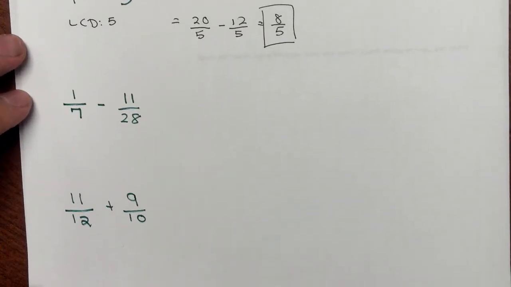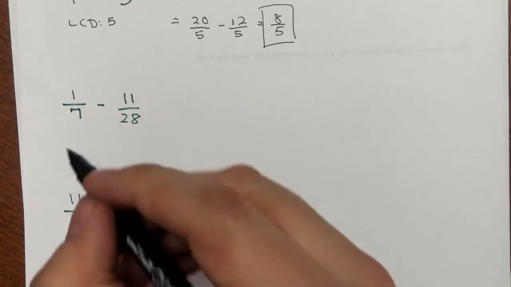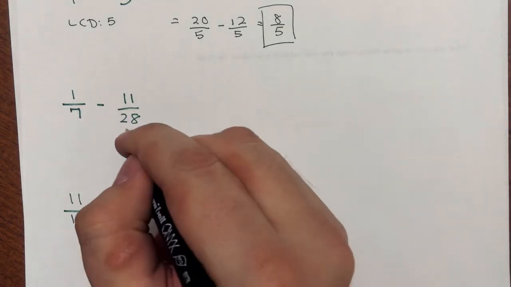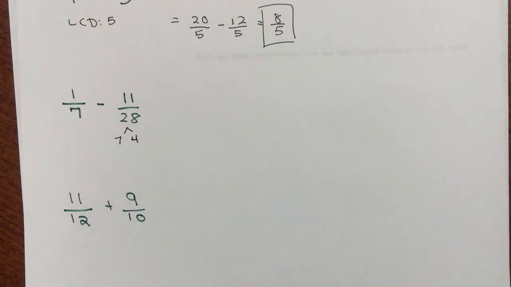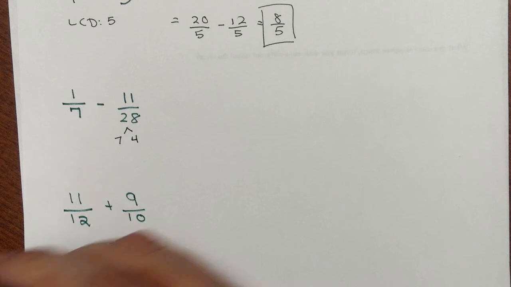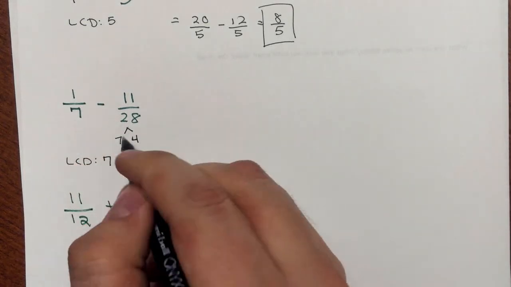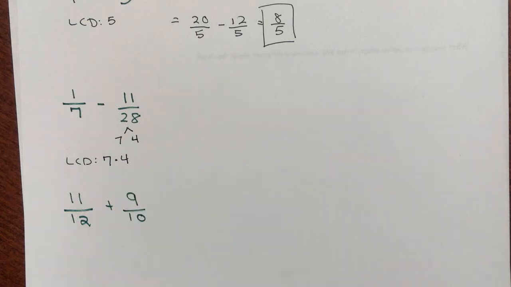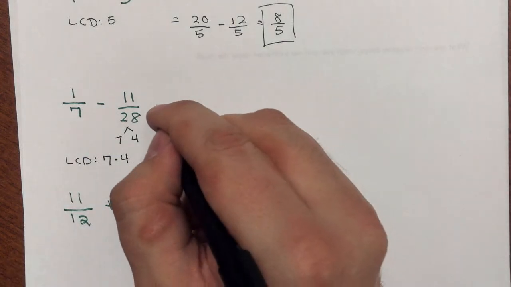Here I have 1/7 minus 11/28. So again, if I want to think about a common denominator, I know that 7 is prime, and I know that 28 is 7 times 4. So how do I find a common denominator? Well, my least common denominator needs to be divisible by 7 and additionally by 4. So my least common denominator is 28. So 1/7 needs 4.